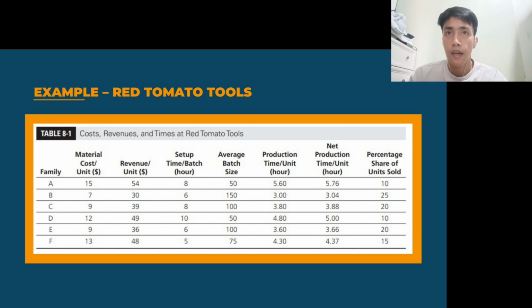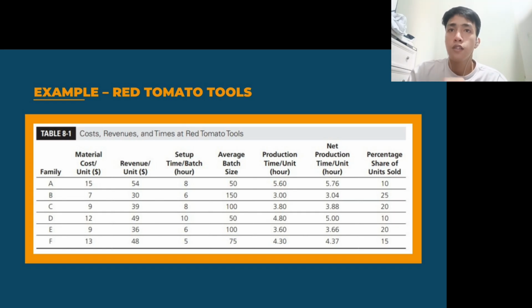So, isa sa pinaka-importanting concept dito is yung production time per unit. Hindi lang kasi production time yung tinitignan. Kailangan din i-consider yung setup time. So, ano yung setup time? Ito yung time spent preparing machines bago magsimula ang production. Hindi siya directly nagpo-produce ng output pero necessary siya.